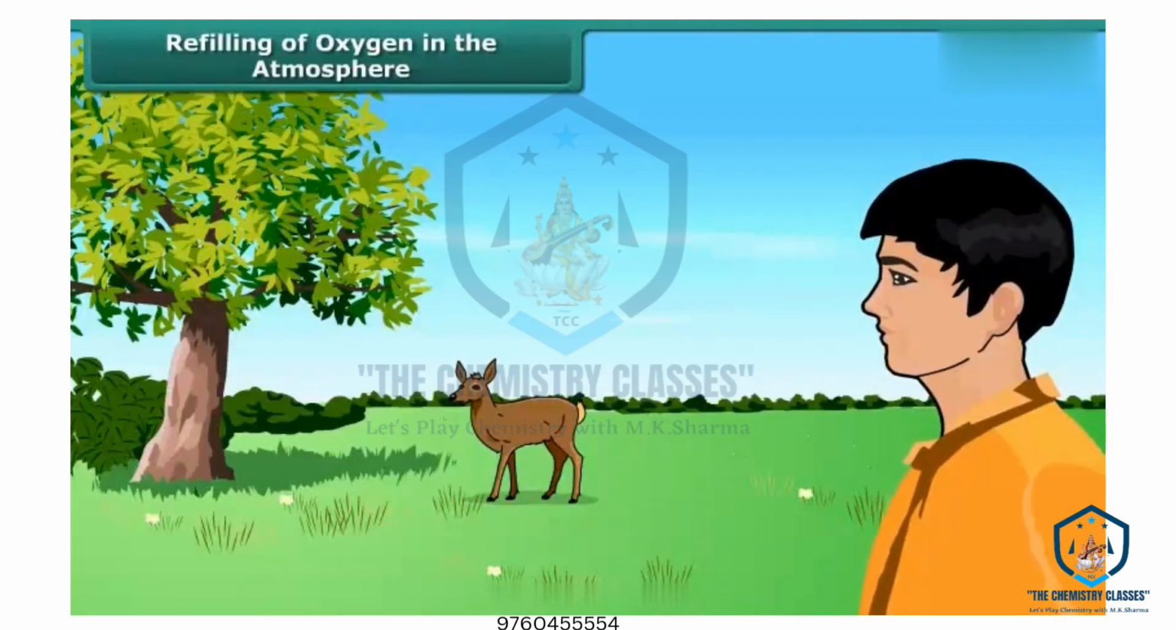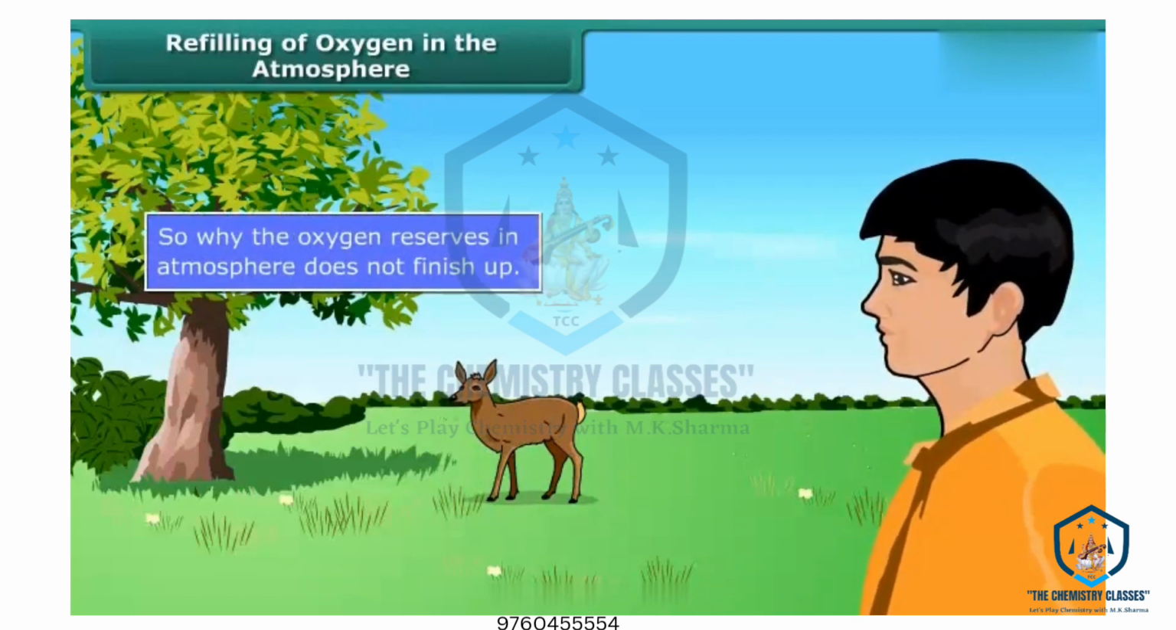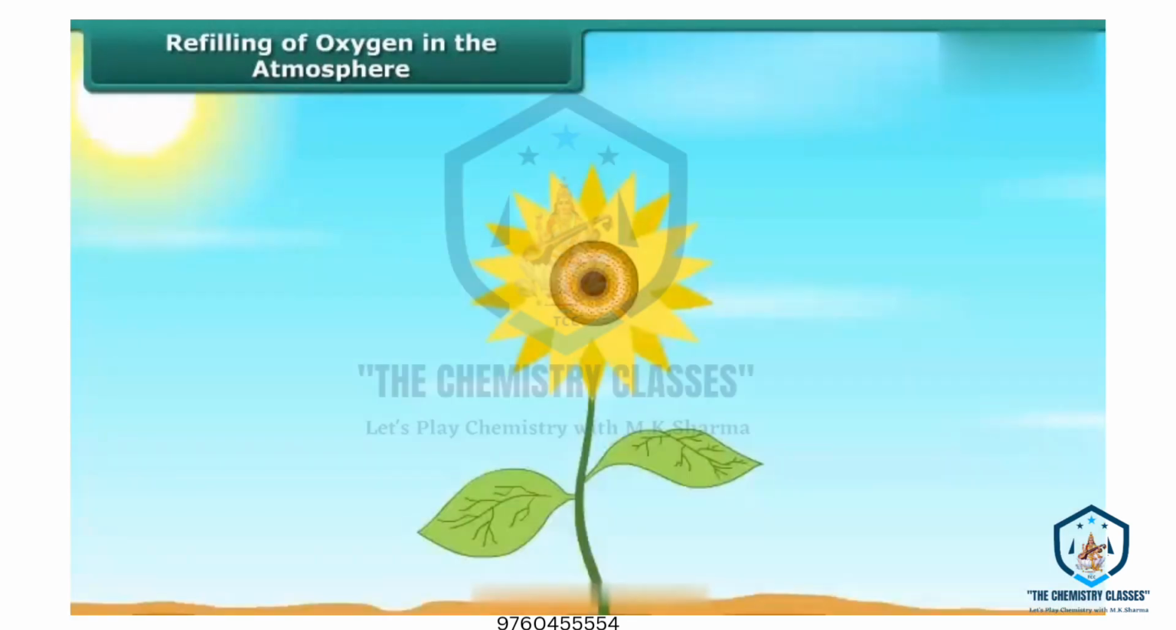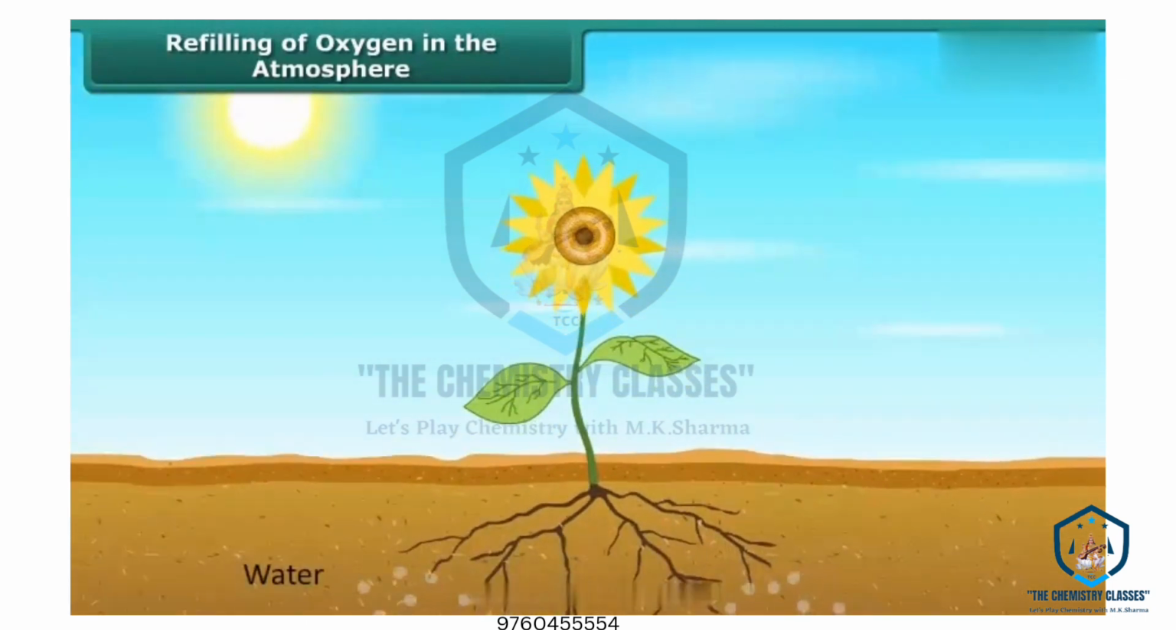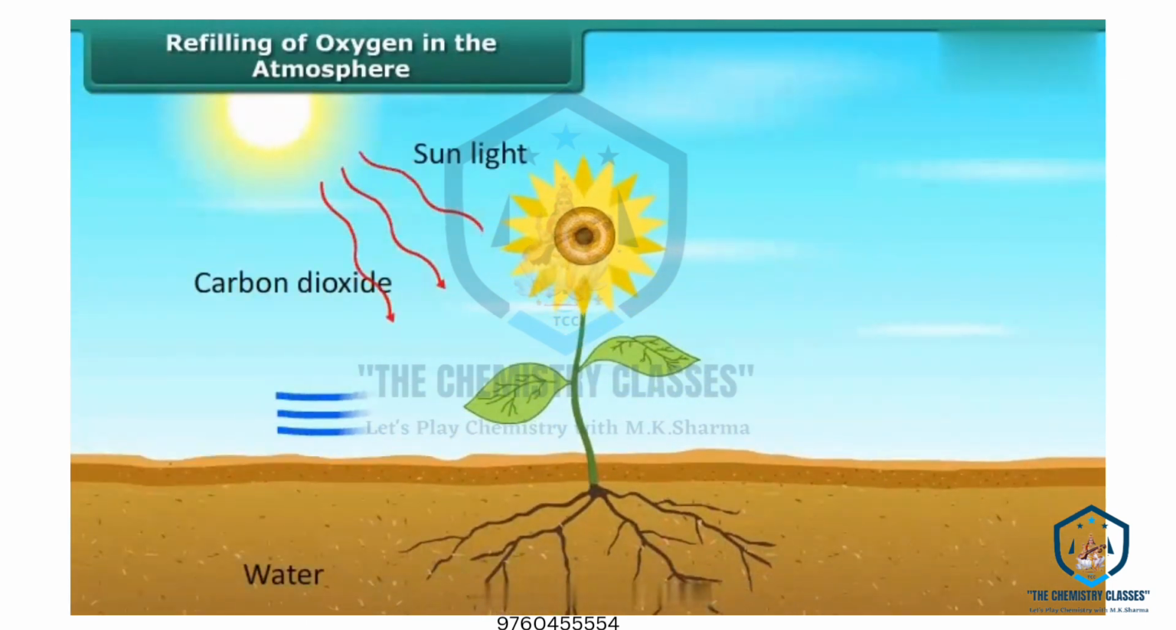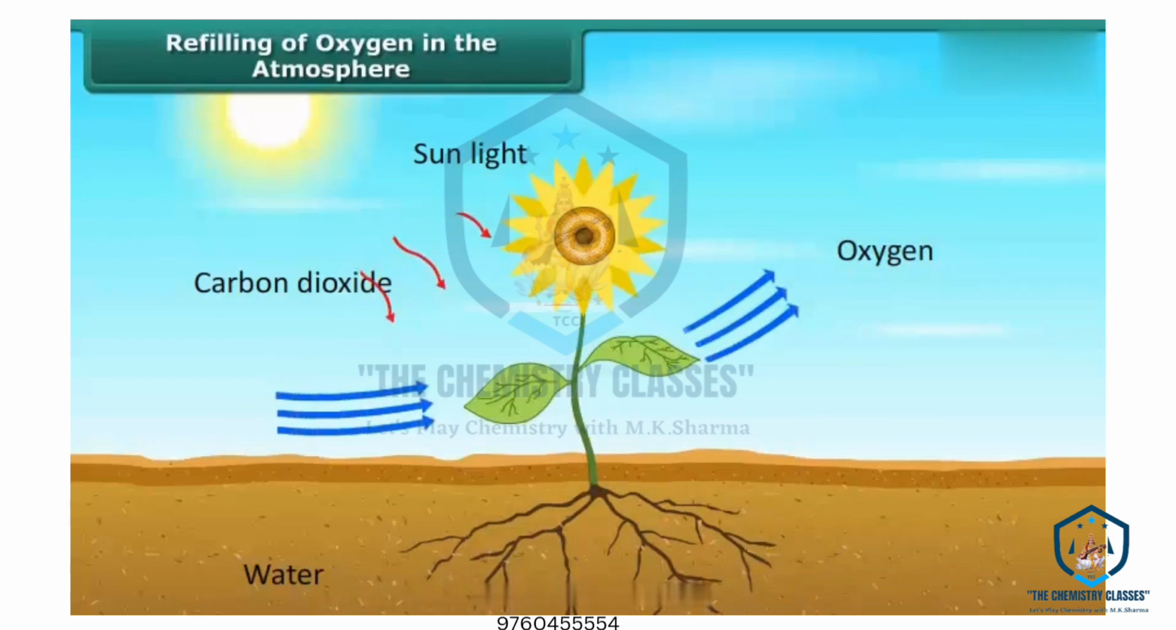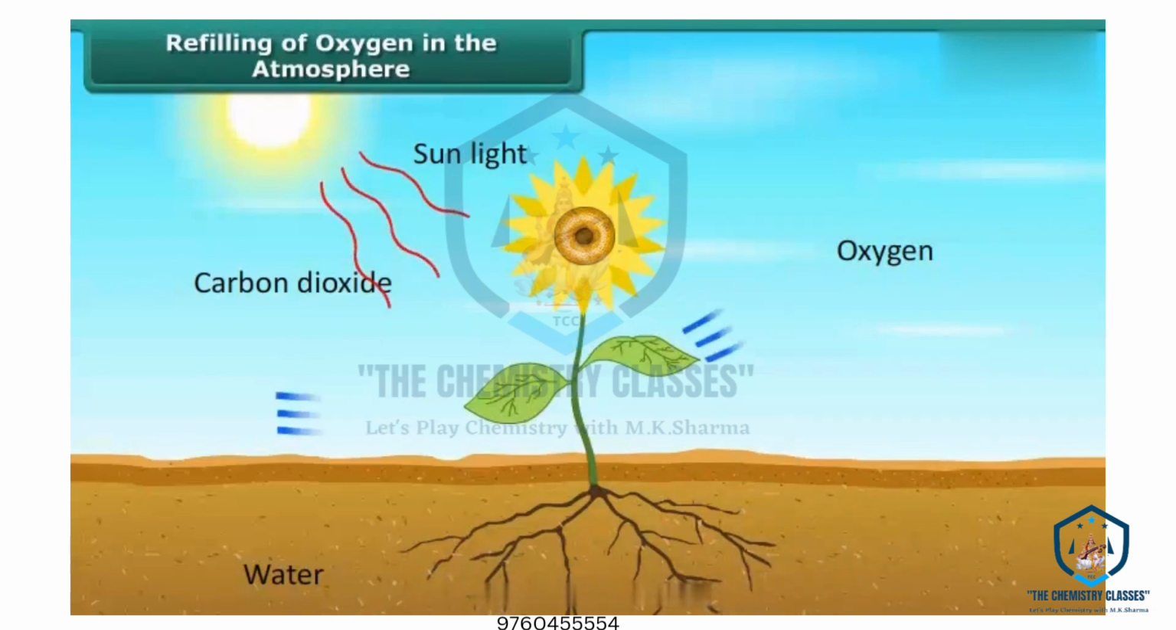Several billions of humans, animals, and other organisms are consuming a huge amount of oxygen from the atmosphere every day. So why do the oxygen reserves in the atmosphere not finish up? Do you know how? The plants produce oxygen during photosynthesis. This oxygen is released into the atmosphere. Plants also consume oxygen for respiration, but they produce more of it than they consume. So the plants silently save us from dying without even being noticed.